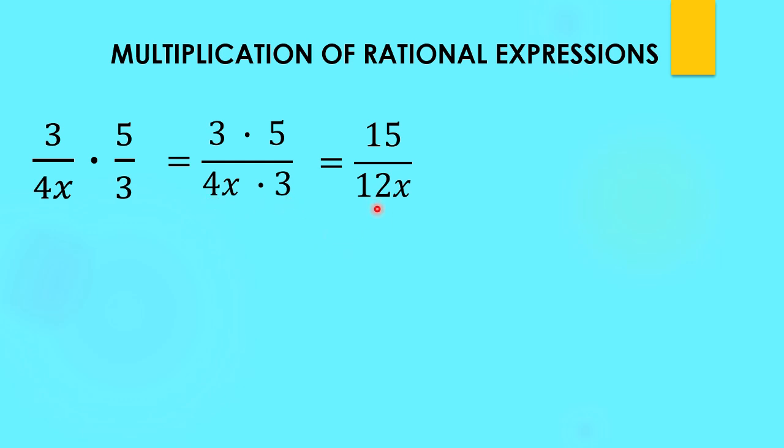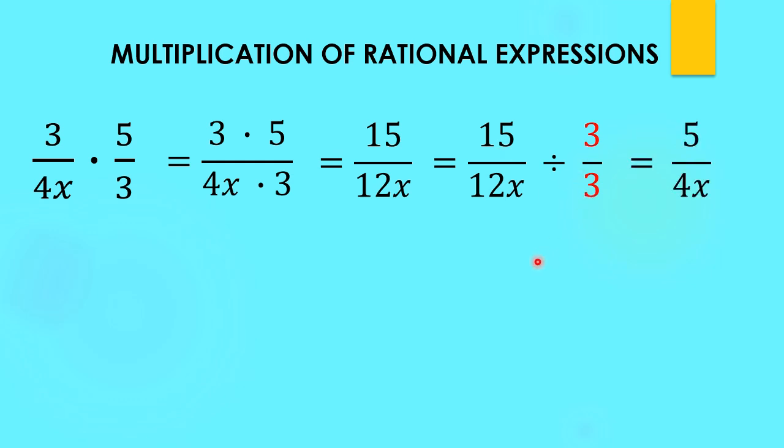And then simplify this rational expression if possible, by removing their common factor. The common factor of 15 and 12 is 3. Therefore, the simplest form of 15 over 12x is 5 over 4x. 15 divided by 3 is 5, and 12x divided by 3 is 4x. So our final answer is 5 over 4x.